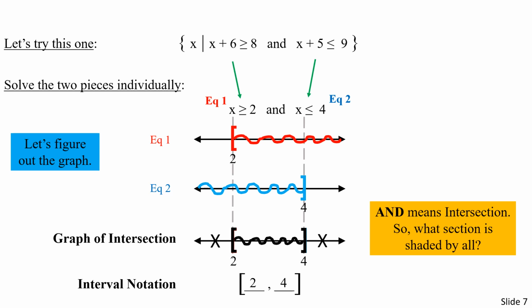So I first solve the two pieces individually. X is greater than or equal to 2, X is less than or equal to 4. I graph equation 1 on the top. I graph equation 2 in the middle. And then because this is an intersection where they meet, which is in the middle section, the left section and the right section only have 1.